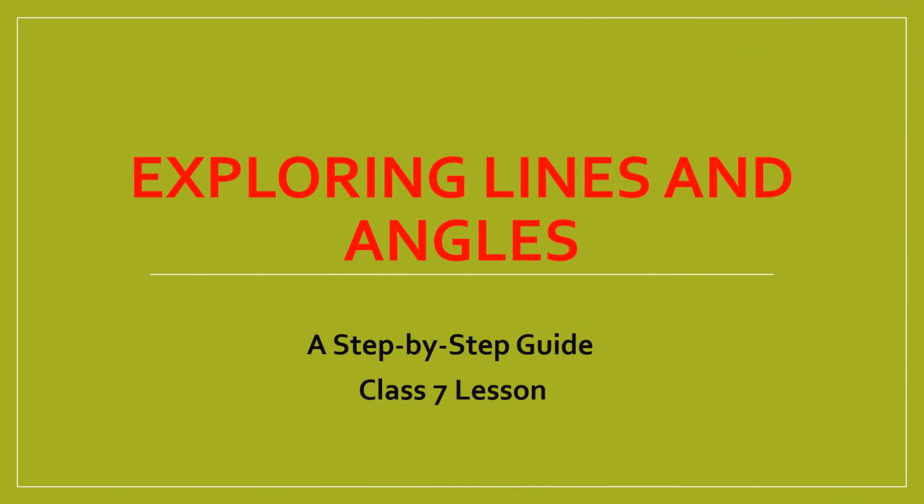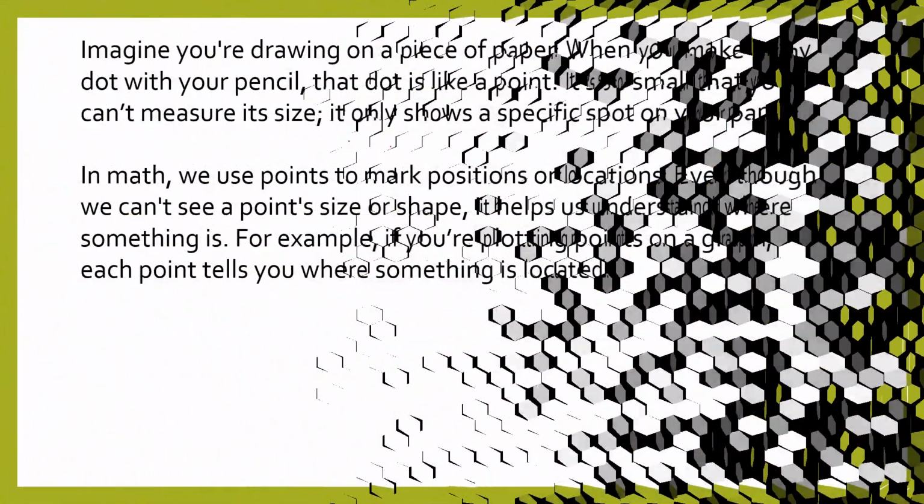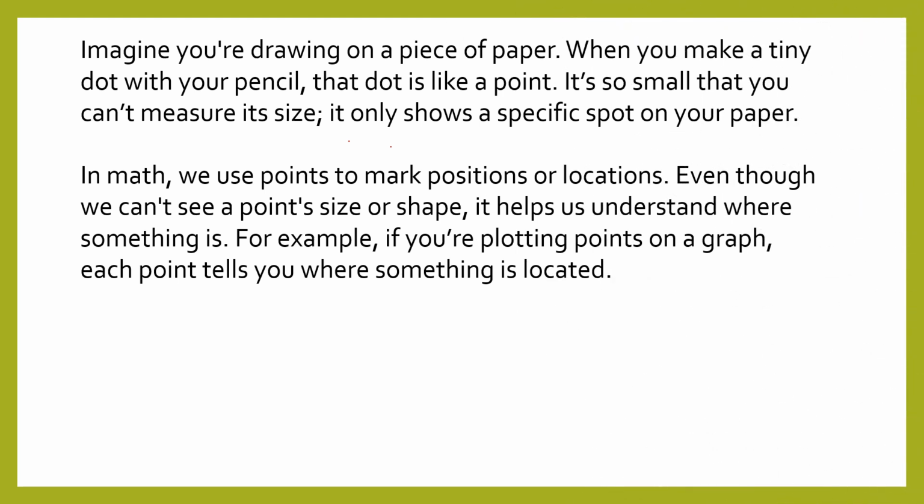Okay, now let's start exploring lines and angles, one at a time. Imagine you're drawing on a piece of paper. When you make a tiny dot with your pencil, that dot is like a point. It's so small that you can't measure its size. It only shows a specific spot on your paper.